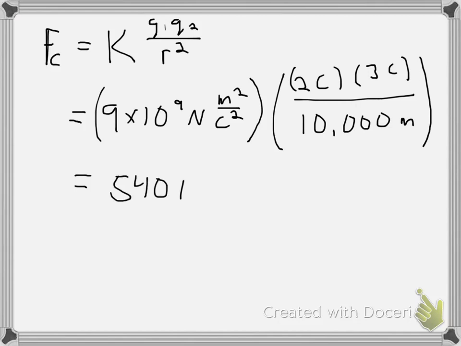540 newtons, which is a pretty sizable force for being 10 kilometers away. That's a pretty good distance, which tells you that 2 coulombs and 3 coulombs are actually pretty big charges. Also, this number here, the constant K, is huge, 9 billion newtons times meter squared over coulomb squared. That's a very large number, which should tell you that the Coulomb force is actually a very, very strong force.